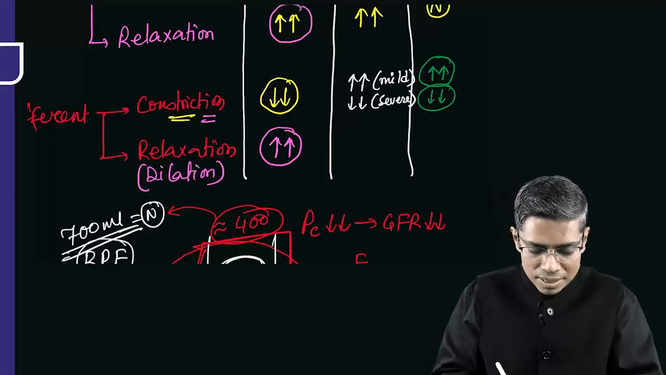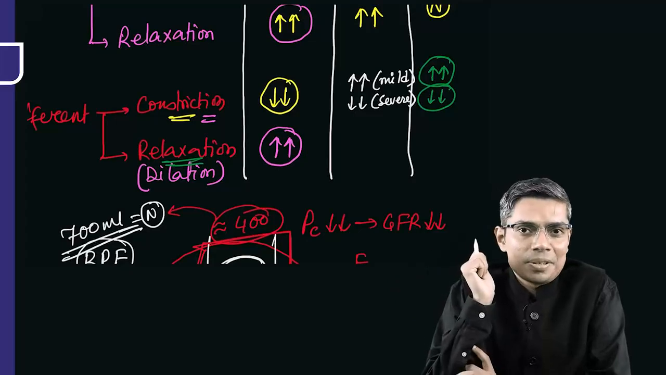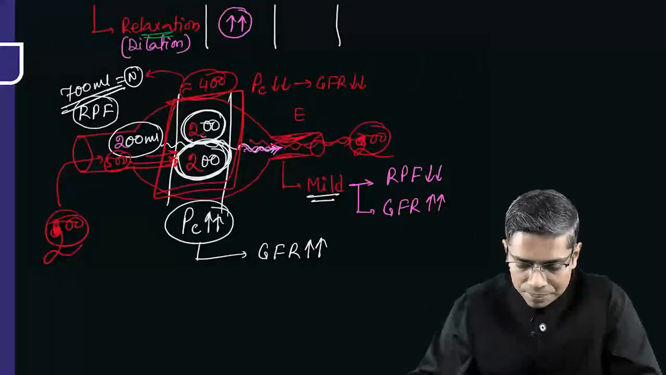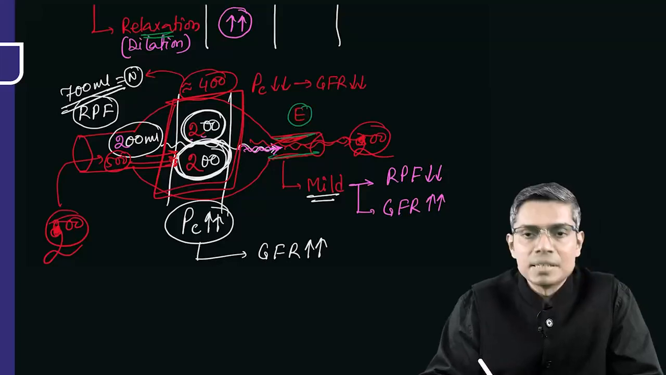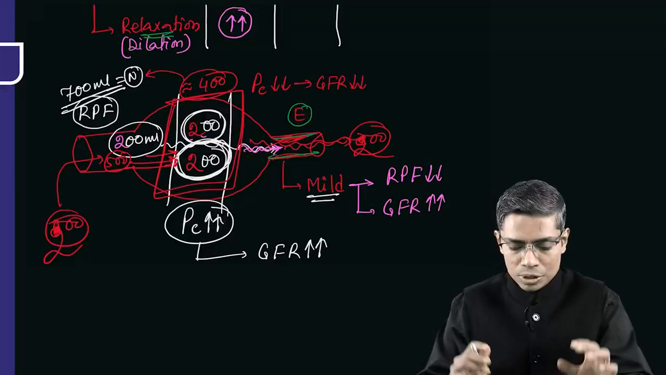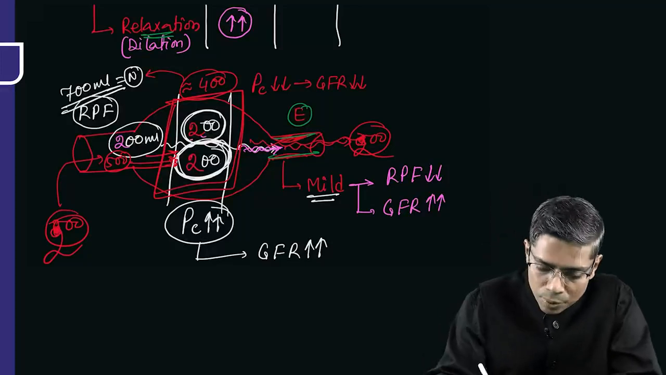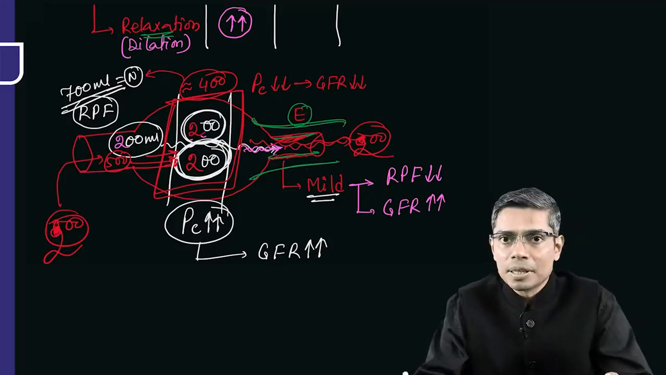Now look at relaxation or dilatation of the efferent arteriole. Whenever I draw this diagram of the afferent and efferent arteriole, you must have seen that I make the efferent arteriole diameter smaller than that of the afferent arteriole. Getting my point? So the efferent arteriole diameter is lesser than the afferent arteriole. So if you cause dilation of this efferent arteriole, what will happen?